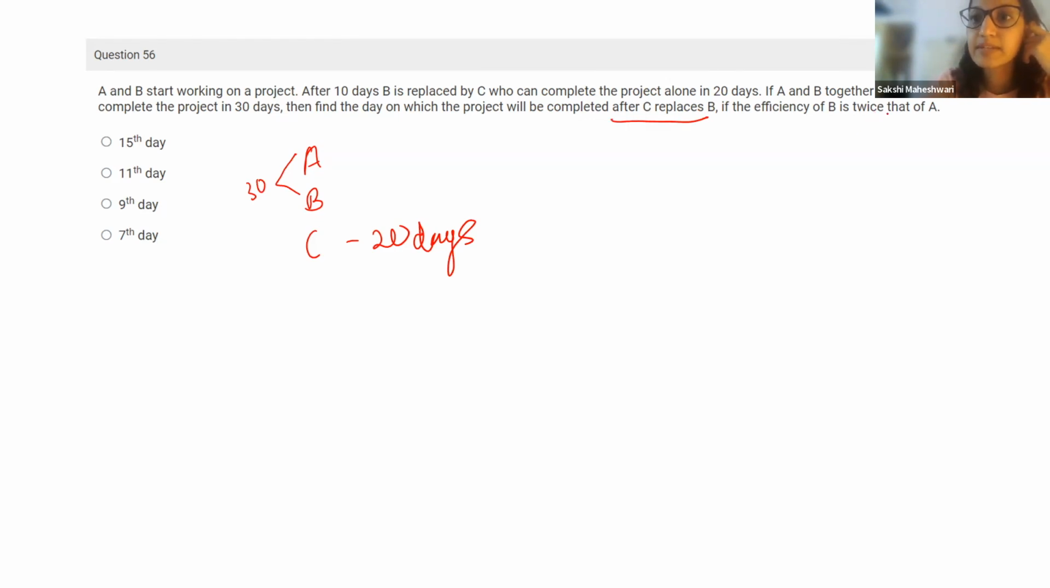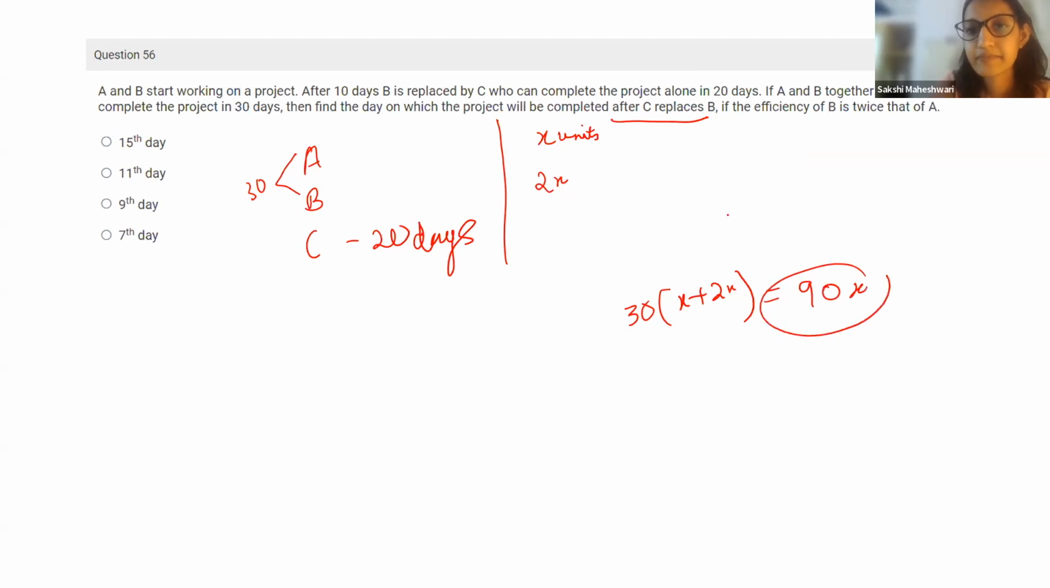The efficiency of B is twice that of A. Okay, so let's assume that A completes x units of work each day, and B completes 2x units each day since efficiency is twice. That means the total work is 30 into (x plus 2x), since they both take 30 days. So the total work is 90x, right? Right. So how many units is C doing each day? That is 90x by 20 days. So this will be 4.5x units, right?